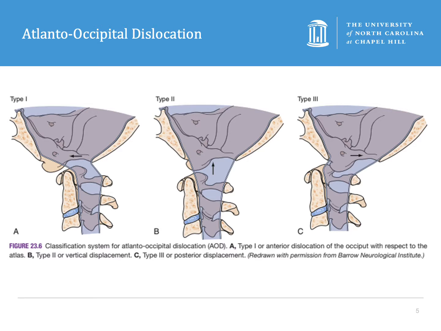There are three types of AOD. Type 1, there's anterior displacement of the skull on the cervical spine. Type 2, there's purely vertical displacement. And type 3, there's posterior displacement of the skull on the spine.